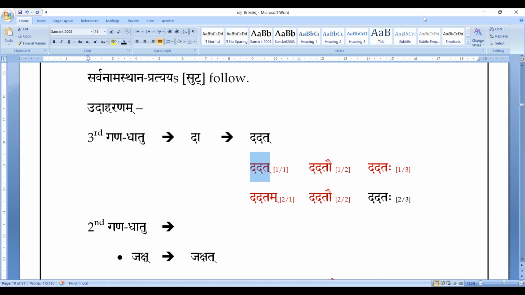Remove the last letter e. Then you have the padam ending with kanjant. Then takara also remove it. Then you have the prathama vibhakti ekavachana rupam of that respective shabda. Takaranta, tatranta, takaranta shabda, whatever it is.